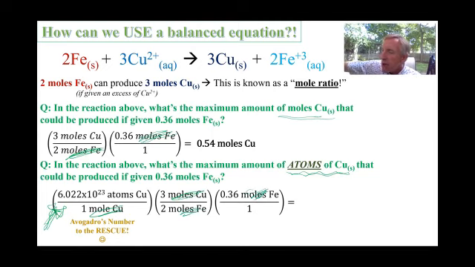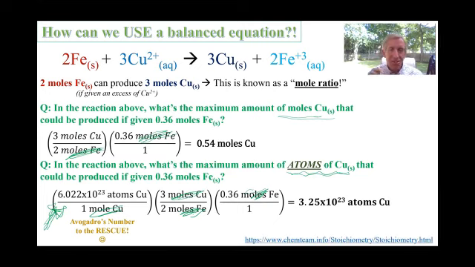And you can see now if your units cancel and you do the math correctly, multiply across the top, divide what's underneath, you should end up with the correct answer of 3.25 times 10 to the 23rd atoms of copper. That's a lot of copper. Okay? Here's another little link if you want to go play with this some more and practice some more.